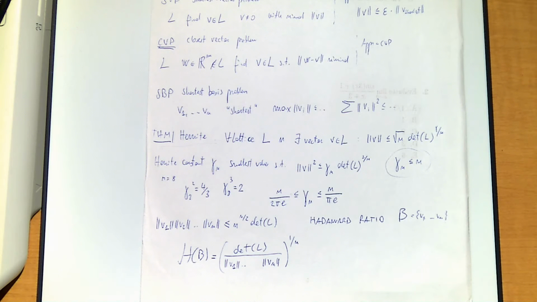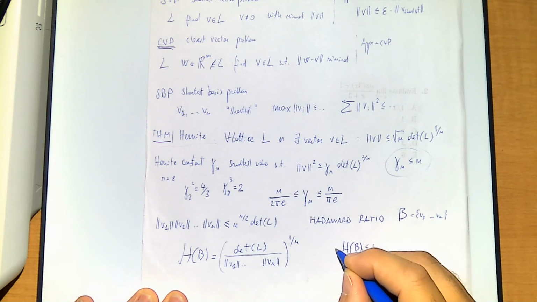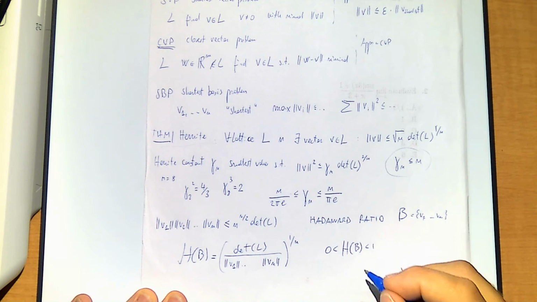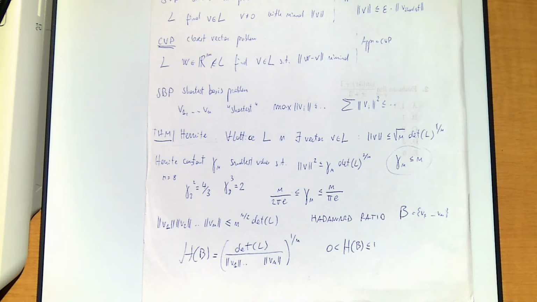Okay, if we do this, then we have the H of B is always between 1 and 0, and is exactly equal to 1, right? If the basis is exactly orthogonal. So it's a measure of the orthogonality of the basis, if you want. On one hand, we know that the product of the norms is always greater or equal to that, and then we get exactly 1, and then it's bounded in the other way by the other.